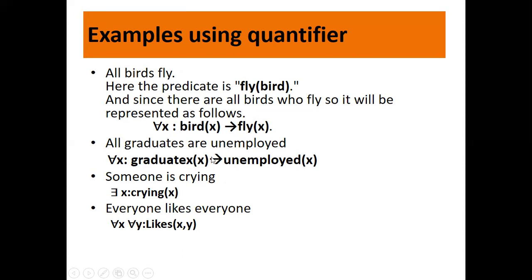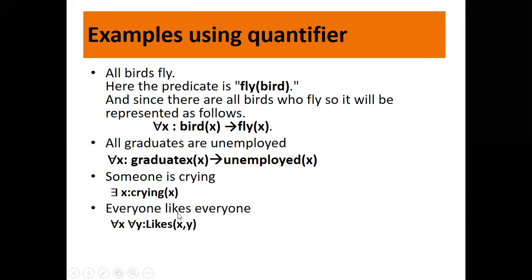Similarly, these were the universal quantifiers. Now here, someone is crying. Not all. Someone is crying. Whenever the word "some" comes, you use this quantifier, the existential quantifier. So here you are saying some x, some x is crying. That is, someone is crying.